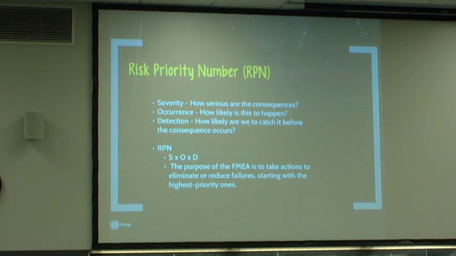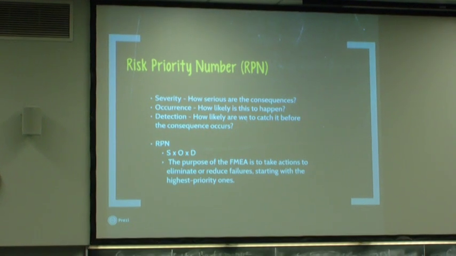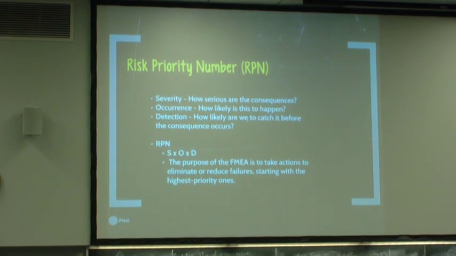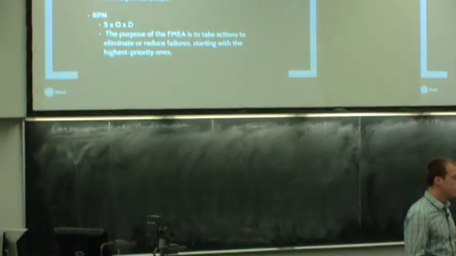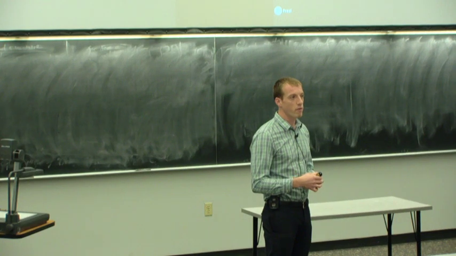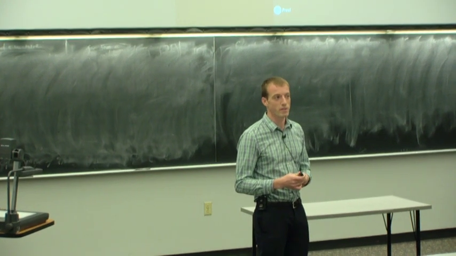Occurrence is how likely is it to happen? So is this a very uncommon occurrence? Is it 1 in 10 million, or is it 1 in 100, which would actually be probably a very high occurrence, right? Depending on what you're looking at. So if you have a failure of an ink pen, 1 in 100 isn't a big deal. If you have a failure of a pacemaker, 1 in 100 is a very big deal.